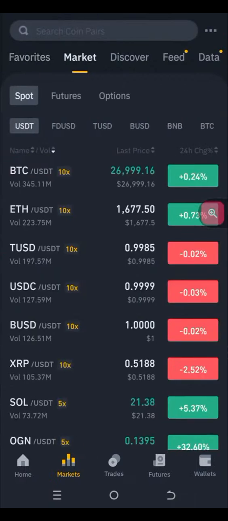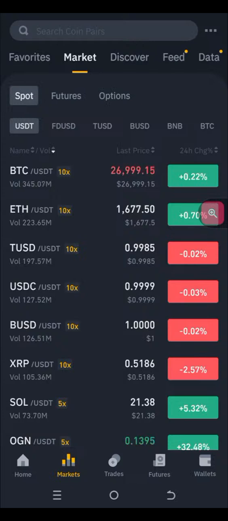Then you click on market. Now look at this, there are quite a number of markets here. We have the USDT market, FUSD, TUSD, BUSD, so many kinds of markets. But what we need to look at are several different components to find the markets to work on.